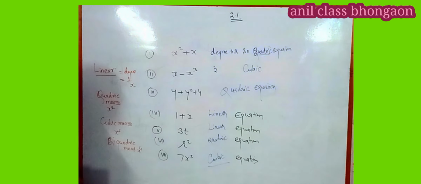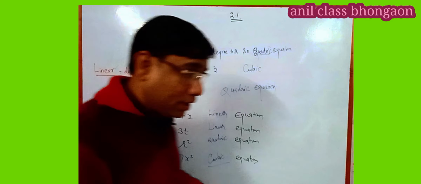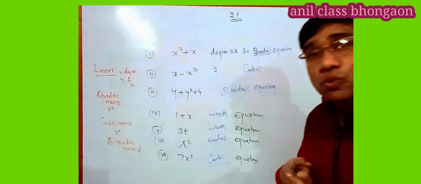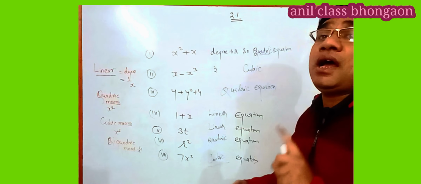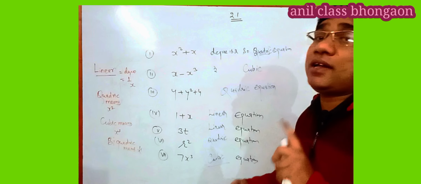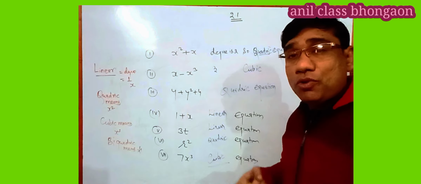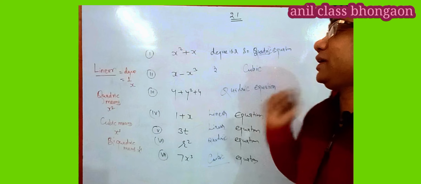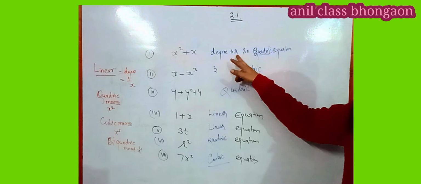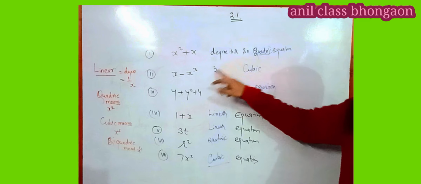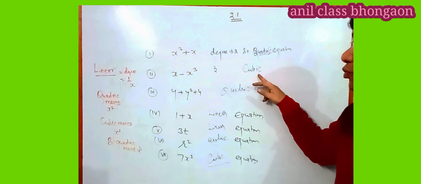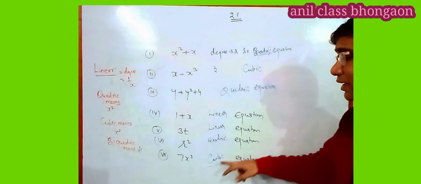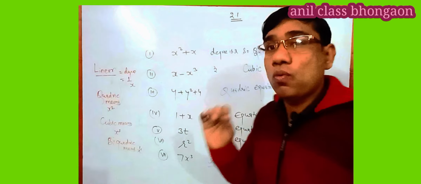This is the 2.1 exercise. Here we understand what a polynomial equation is, how to identify it is a whole number, what the coefficient of x square is, and also the degree of polynomials. You can identify which is a quadratic, cubic, biquadratic and linear equation. Here the degree is 2, so this is a quadratic; degree is equal to 3, so it is a cubic equation. This is the 2.1 exercise.